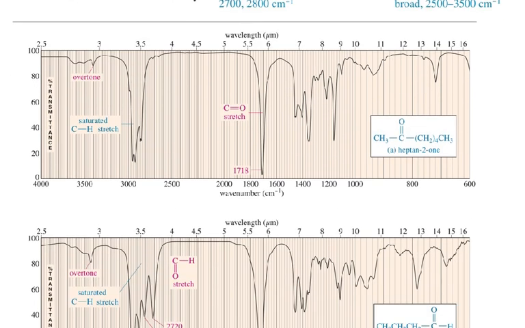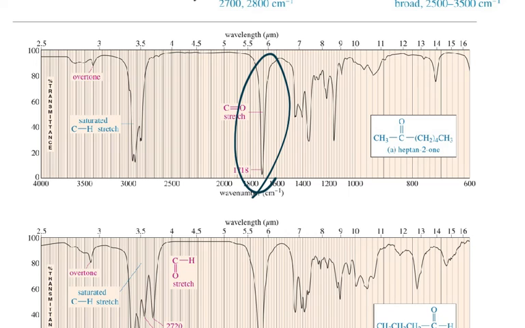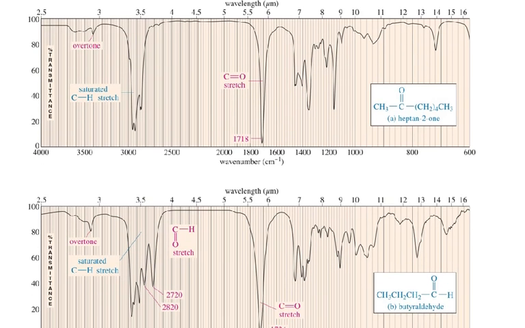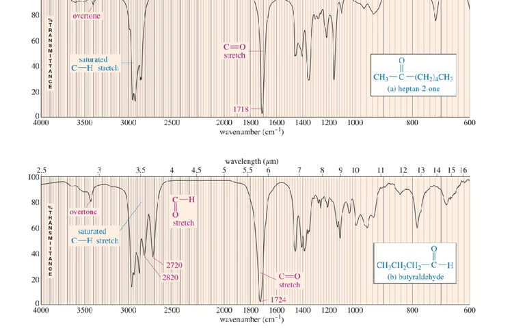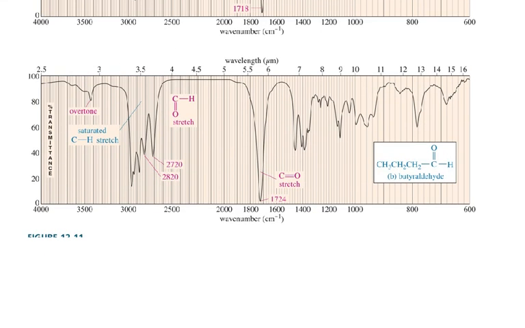So as an example, here is heptan-2-one, and you can see the ketone here. Ketones are going to be around 1710, whereas aldehydes can be around 1725. So that's a little bit of a difference. And what's this one? It's an aldehyde. So you can see that this signal is a little farther along. It's around 1725. And then you are also going to see the aldehyde stretches right here.